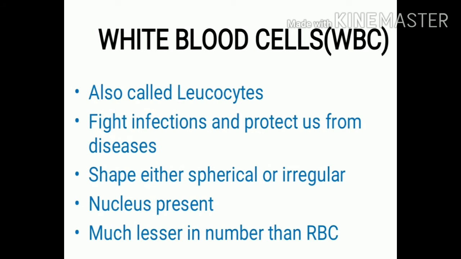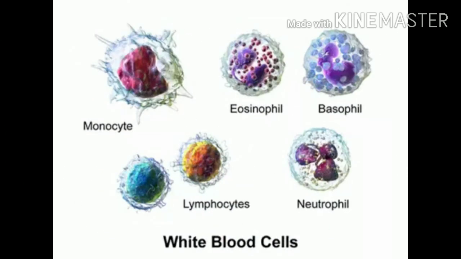The next type of blood cells are the white blood cells or WBC, which are also called leukocytes. These fight infection and protect us from diseases. It is interesting to note that some white blood cells eat up germs like bacteria which can cause diseases, while some other white blood cells make chemicals known as antibodies to fight against infection. So we can say WBC are the soldiers of the body and they protect us from disease causing pathogens and other harmful foreign materials.